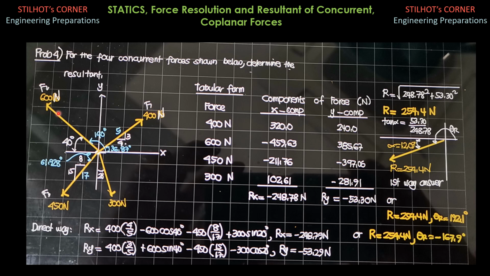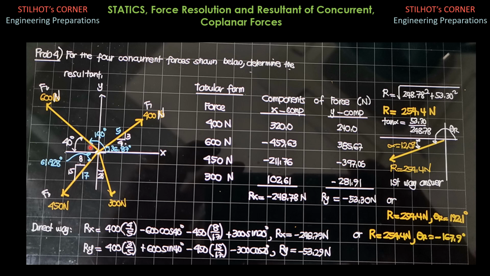Then for this second force, it is directed up to the left. The x component is negative, the y component is positive. The x component is negative 600 cosine of 40 degrees, and that's negative 459.63 newtons. The other way of computing the x component, because this is 140 degrees, is also 600 times cosine of 140 degrees. You will get the same value and the sign.